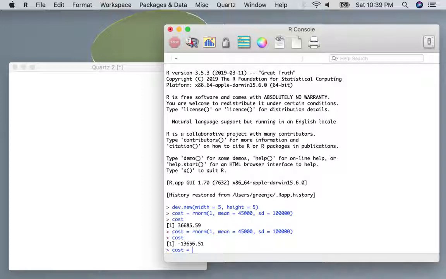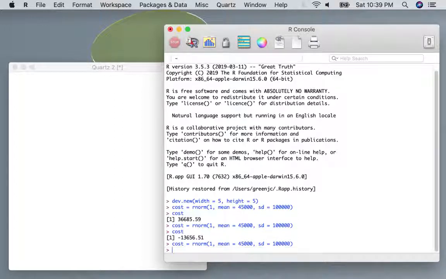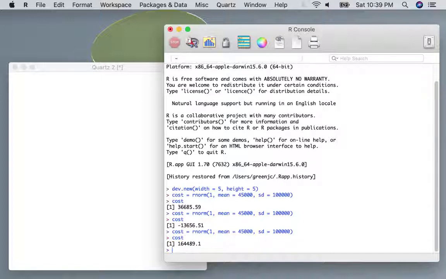for your cost distribution. So if I do it 3 times, I'm going to get 3 different numbers, right? It's a random number generator. And if you do it enough times, you will have a mean about 45,000 and a standard deviation of about $100,000. If you just take one number from it, you'll get a different number each time because it's a random number generator, so a random normal variable.